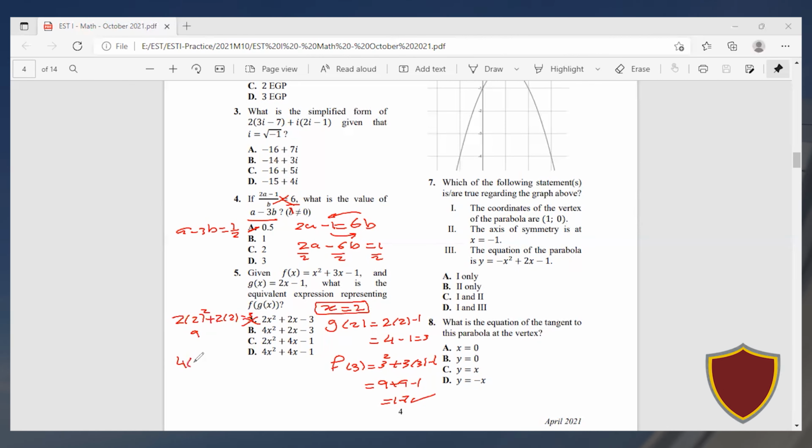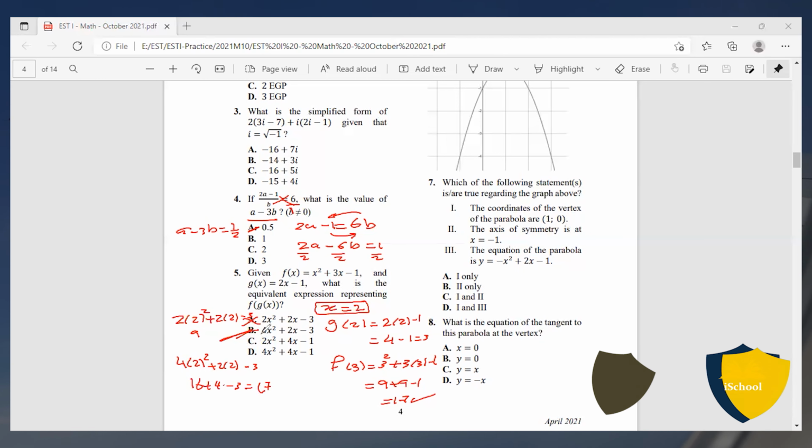4 times 2 power 2 plus 2 times 2 minus 3. 2 power 2 is 4. 4 times 4, 16. 16 plus 4, which equals 20. 20 minus 3 equals 17. So we get the answer is B.